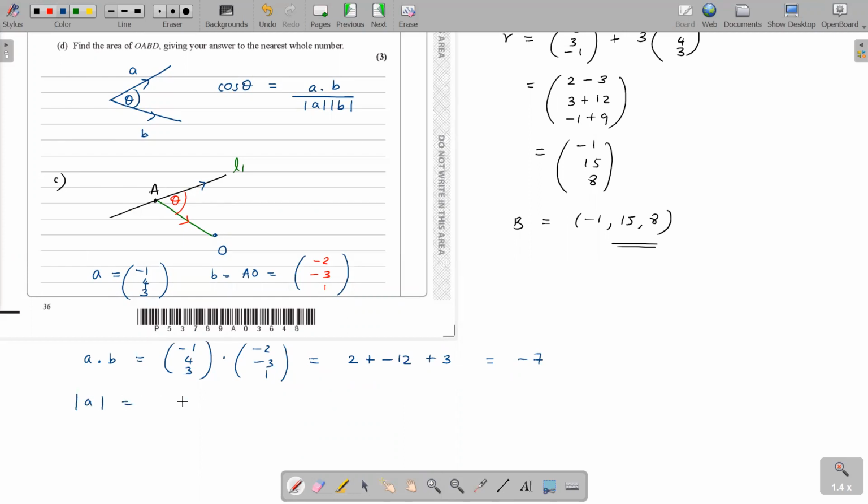How much is modulus A? Modulus A is the magnitude of this particular vector. So minus 1 square plus 4 square plus 3 square, square root. How much is the answer?